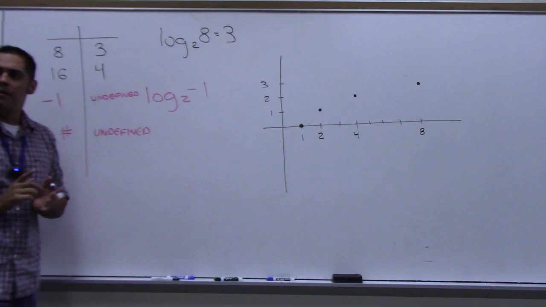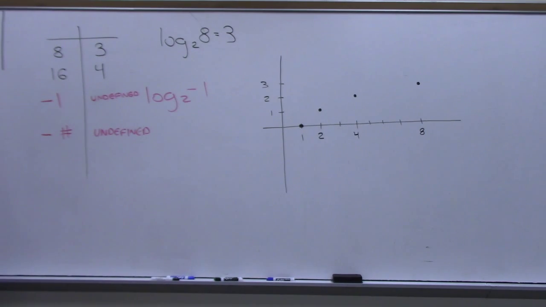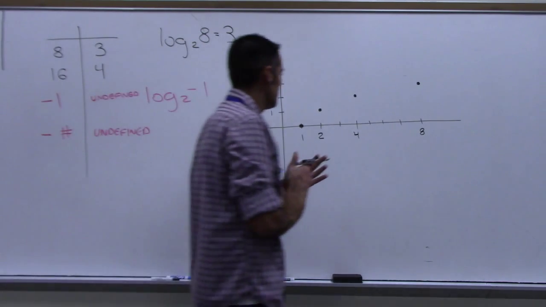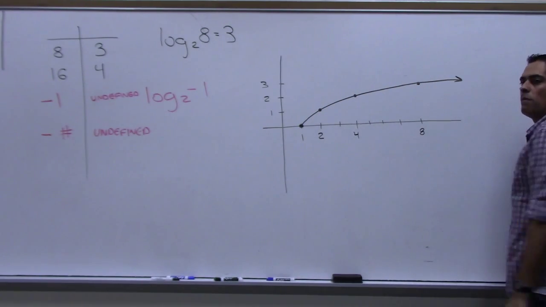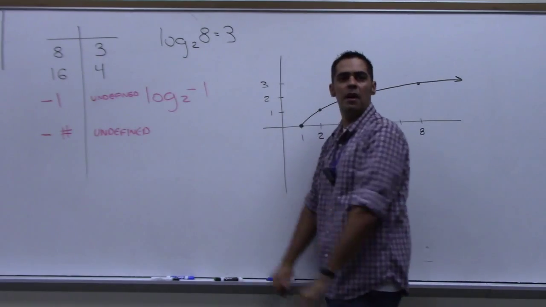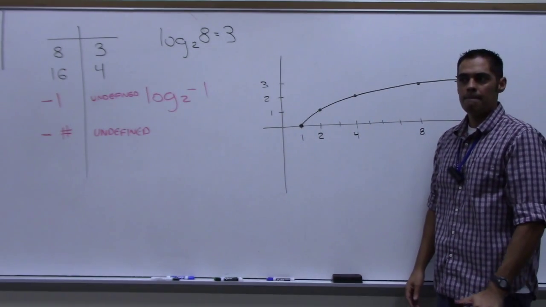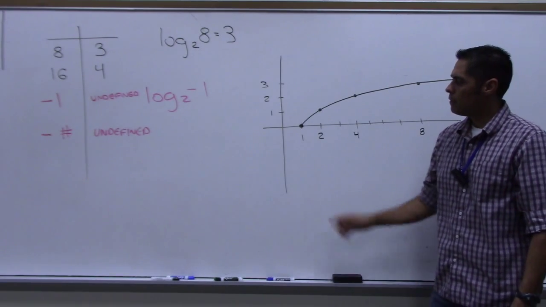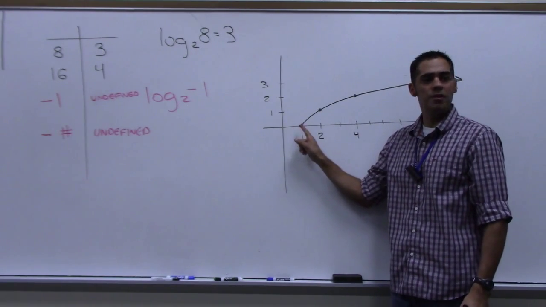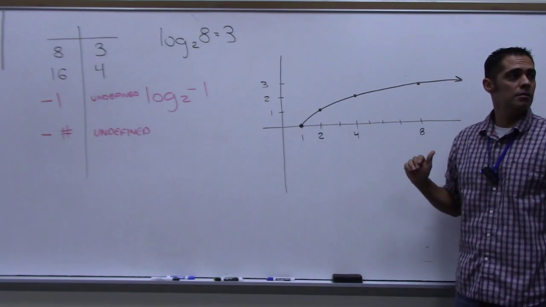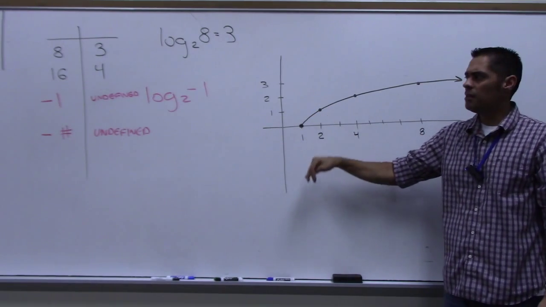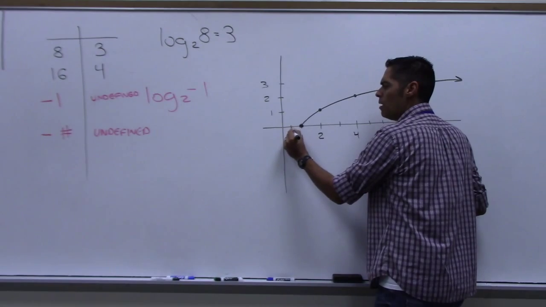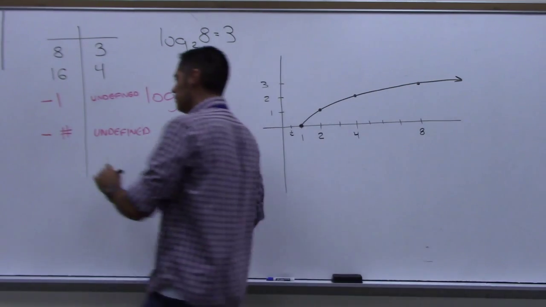What have we not looked at then? What should we look at that's not been addressed yet? I know it goes like this. I know that from 0 over, it's undefined. How about something in here? What does it do as I get closer to 0? What does it look like it's going to do? Looks like it's maybe going to dive down like this. Let's see. What would be a good number in here? How about 1/2? What would happen at 1/2?